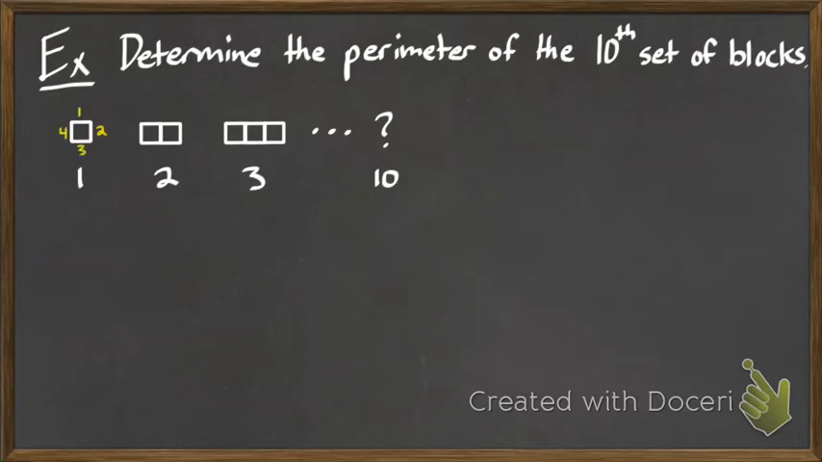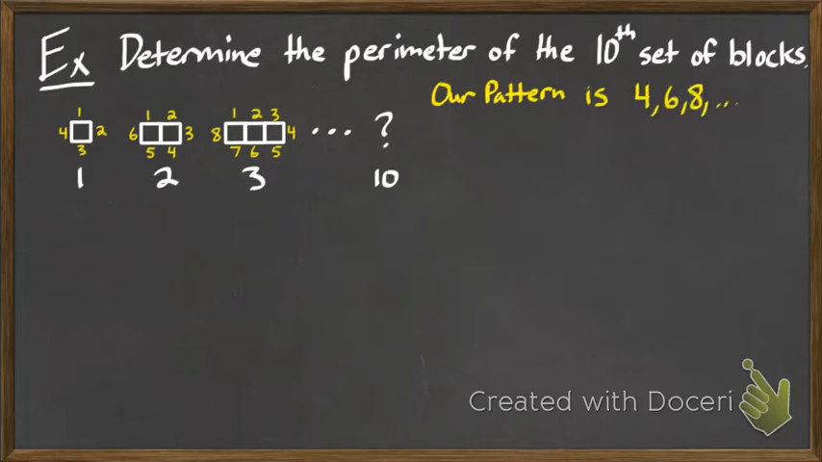In our first one, we have a perimeter of 4 because we have 4 sides on our square. In our second drawing, we have 1, 2, 3, 4, 5, 6. So that's a perimeter of 6. In our third drawing, we have 1, 2, 3, 4, 5, 6, 7, 8. So in our third drawing, we have a perimeter of 8. Now, for our pattern, we have 4, 6, 8, and so on. And we want to continue this till we get our 10th drawing.